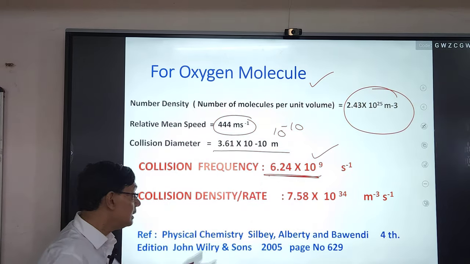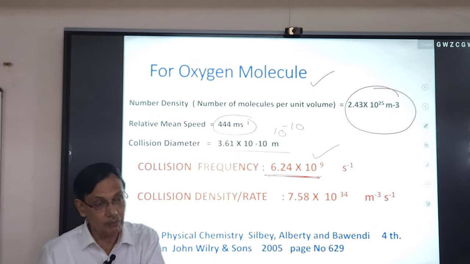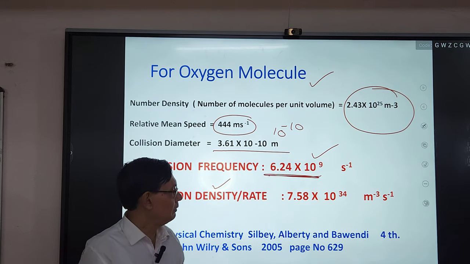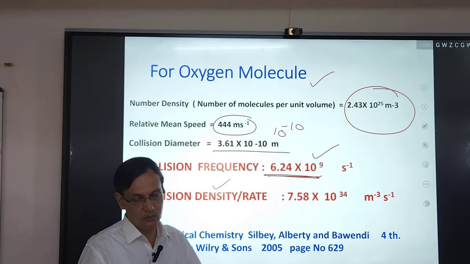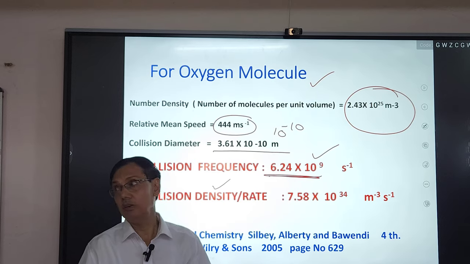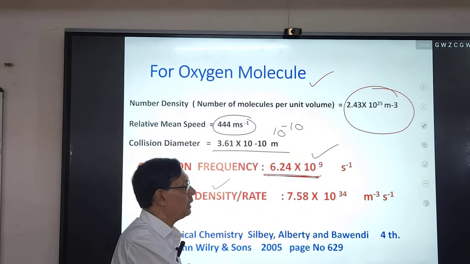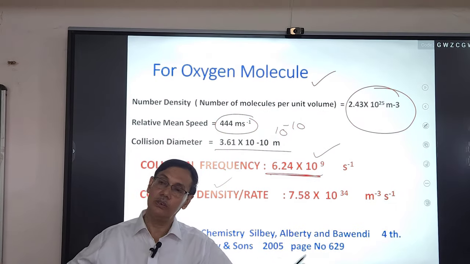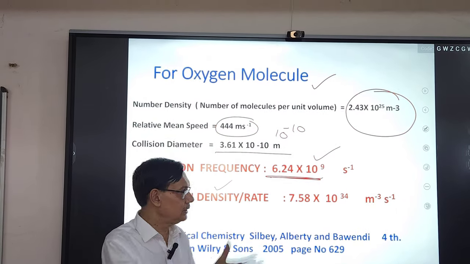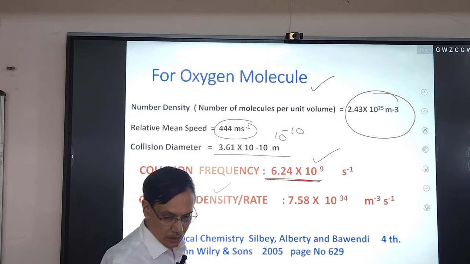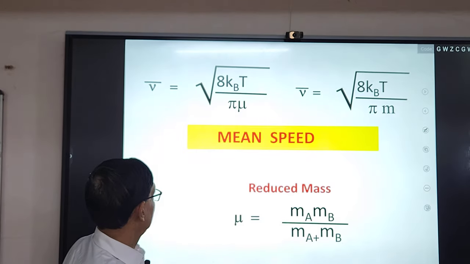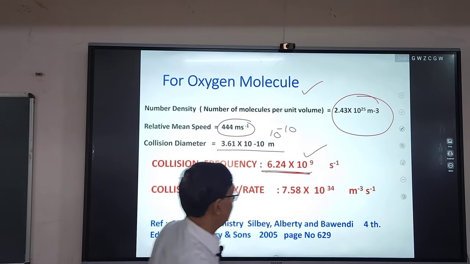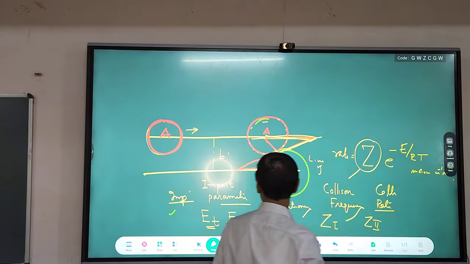Whereas collision density, again this terminology is from Bawendi, and collision rate is from Barrow or some chemical kinetics book by Alberty. I am just showing you that you will get different types of terminology. But I am using a very simple derivation for the common student. If you want to learn more about the collision theory, there are a large number of books, but this is the simplest derivation. So now the last part is the final derivation.